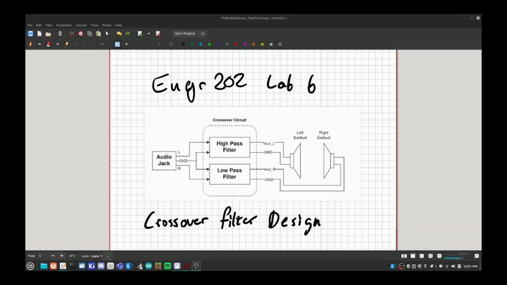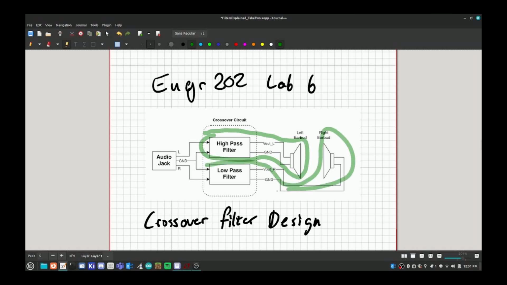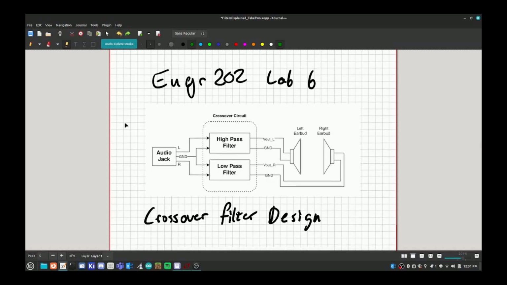This video will explain how to design the filters for lab 6, where you're designing a crossover filter design. Essentially in this lab, one of your headphones will be connected to a high pass filter and the other will be connected to a low pass filter. Those filters are the ones we're looking at designing.